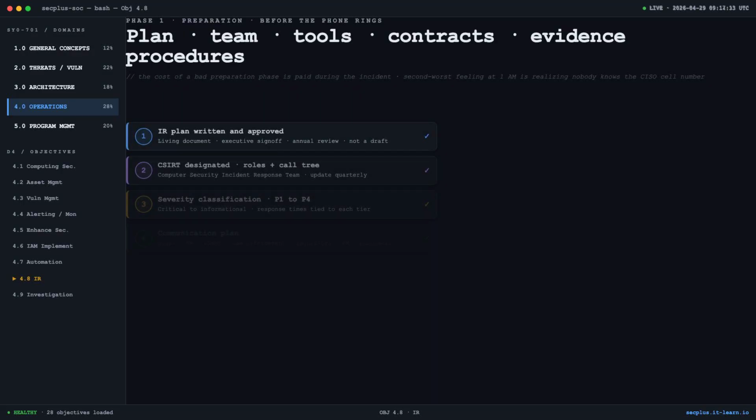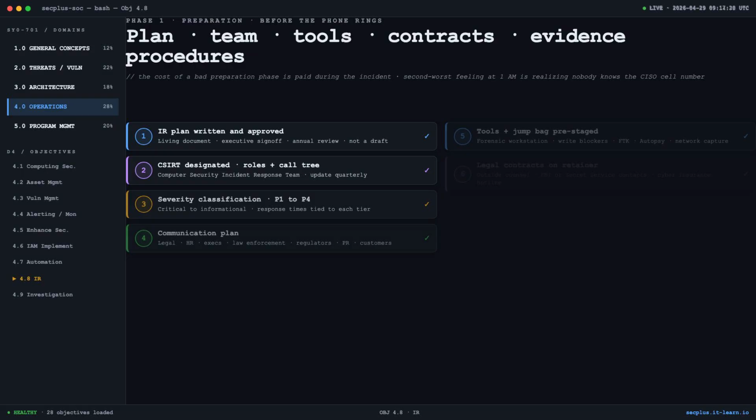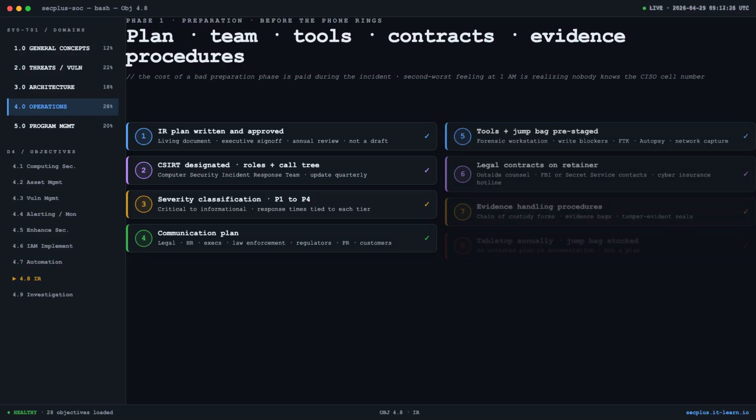Tools, forensic workstations, write blockers, forensic software like FTK and Autopsy, network capture tools, jump bags pre-staged for the on-call analyst. Legal agreements, outside counsel on retainer, law enforcement contacts established before you need them, the FBI or Secret Service for jurisdictional cybercrime, the cyber insurance carrier's hotline, evidence handling procedures, chain of custody forms, evidence bags, tamper evidence seals.